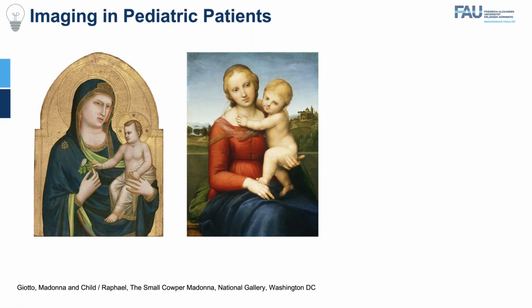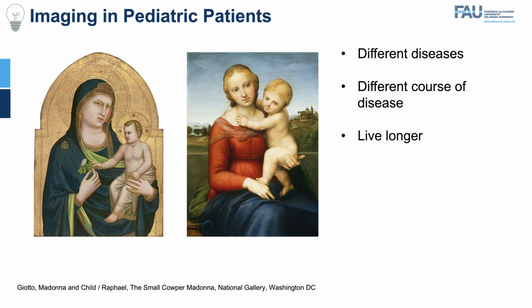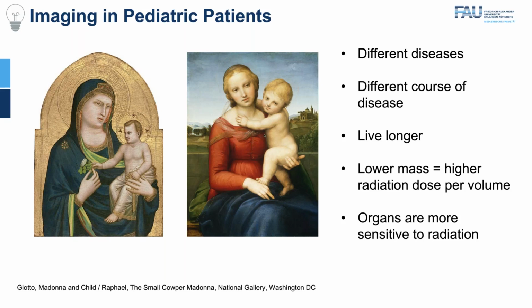This Jesus is really a kid, a baby, and it has unique properties. So they have different diseases, they have different causes of diseases, they live longer, and they also have lower masses, which give them higher radiation doses if you want to use ionizing radiation. And we know their organs are much more sensitive to radiation. So in the view of a pediatrician, it's very important to develop technologies which are suitable for these kinds of patients.